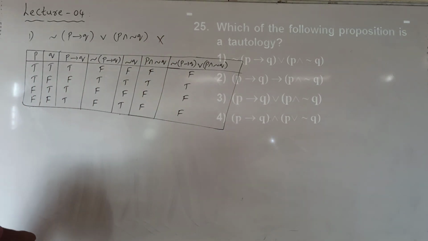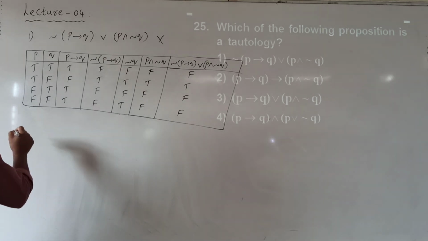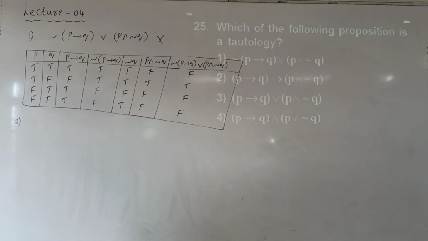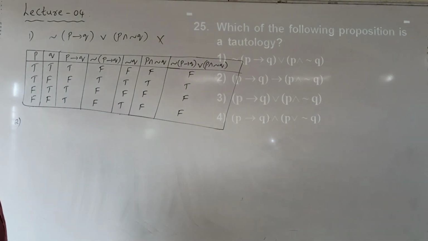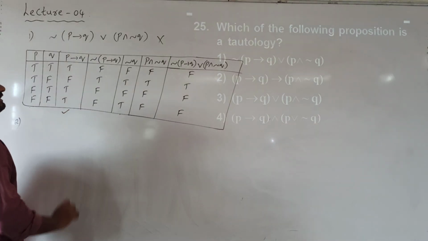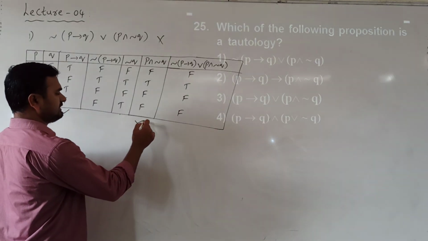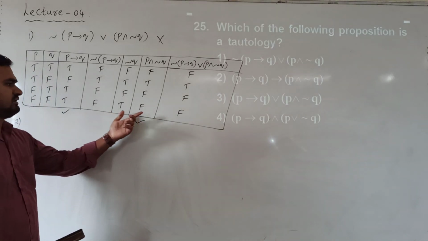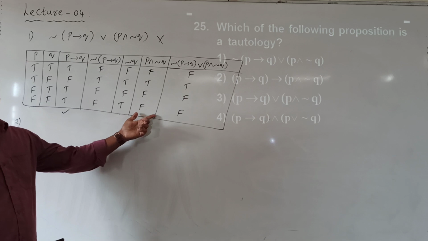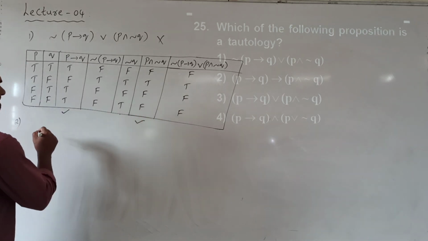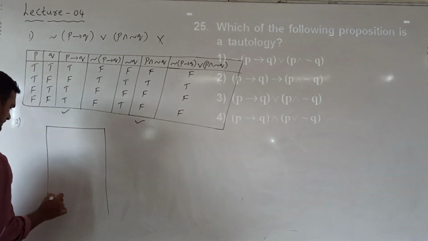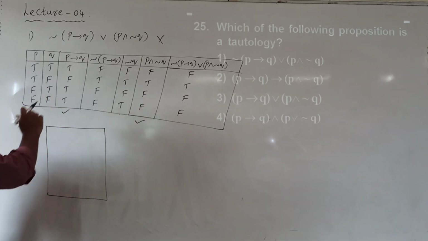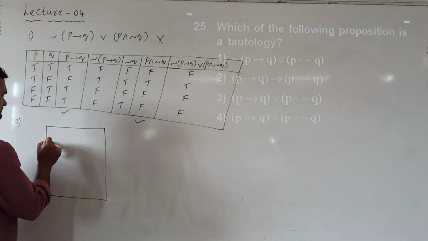Okay. Now let us take the second option. P implies Q implies P and negation Q. So already we have P implies Q, and P and negation Q. Okay, so these two we already have. Now for these two, we have to take the implication. By using the previous table, I will write the answer directly.